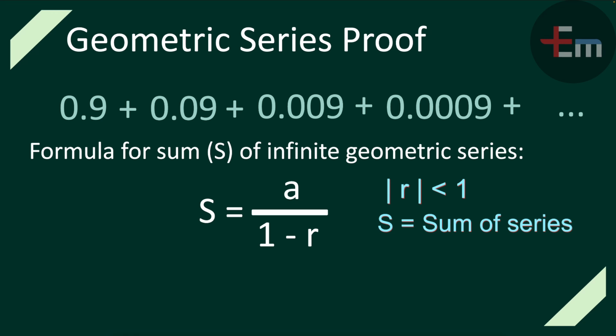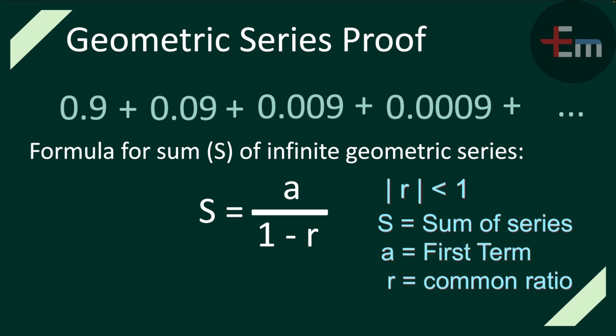S is the sum, A is the first term in the series, and R is the ratio of how much the terms vary each time. Absolute R means the positive value of R, so if the ratio is negative 0.8, the absolute R is positive 0.8. It has to be less than 1, or else it means that the values get larger and larger to infinity, meaning the sum is infinity.